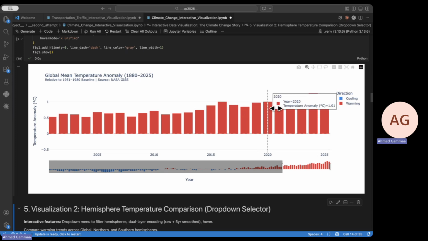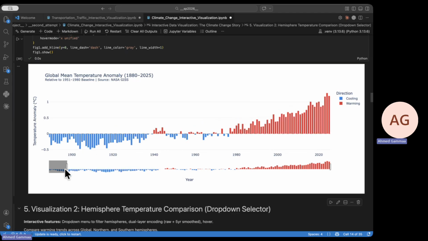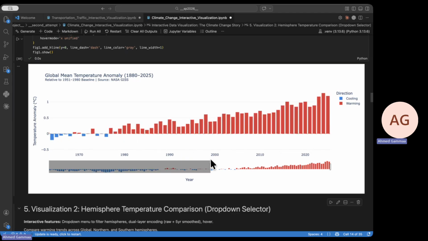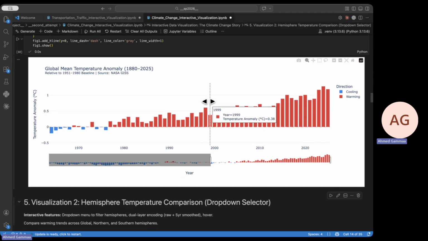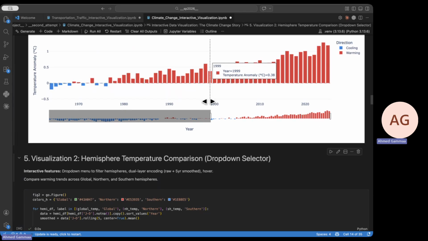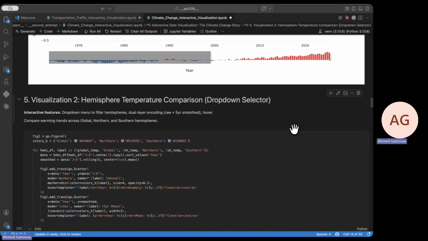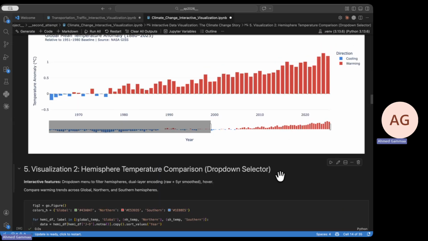So, this is Plotly, and you can use the range slider here, and this is a handy interactive visualization. Let's jump into the second visualization. I want to focus here, which is the hemisphere temperature comparison.